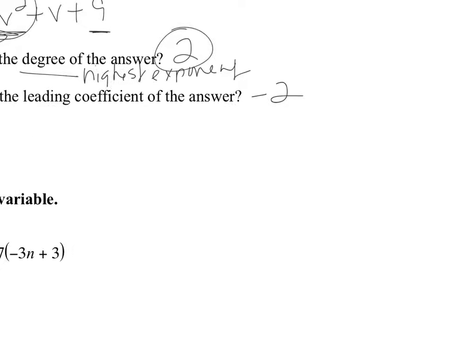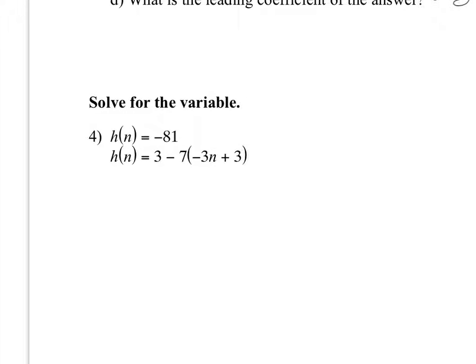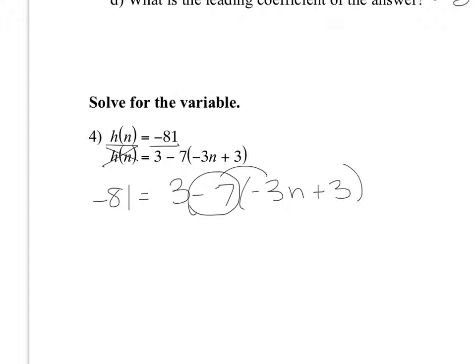Okay, next one right here. So you want to solve for the variable. Remember, h of n is -81, so h of n is replaced here. Distribute, you take that -7 and distribute first. Do not subtract those first. That's bad news. Always do the multiplication first and then addition and subtraction.